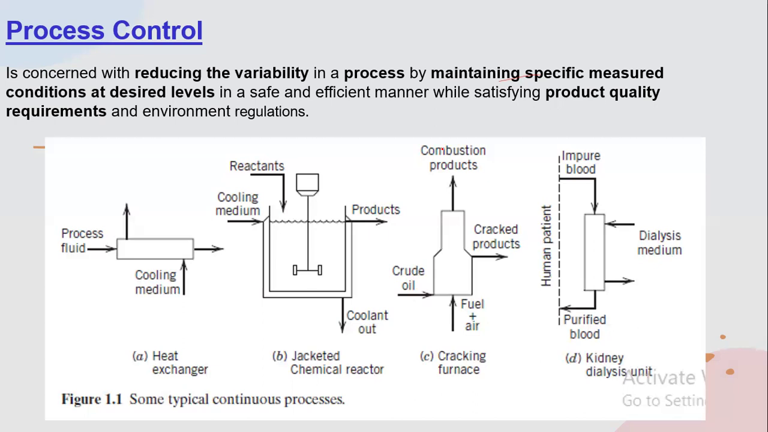So that's what we mean by process control. By process control, we're not only controlling the process, but we also control how the process is actually going. We also maintain the machinery that is responsible for forming these products. Okay? So that's what we mean by process control. It's more concerned with reducing all of those things while maintaining the specific measured conditions at the desired level, while we are producing the quality products and meeting the environmental regulations.